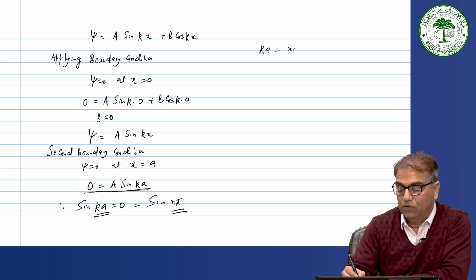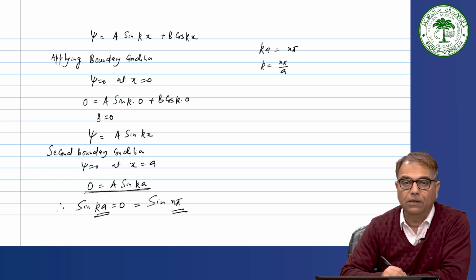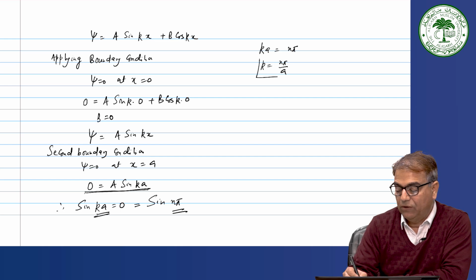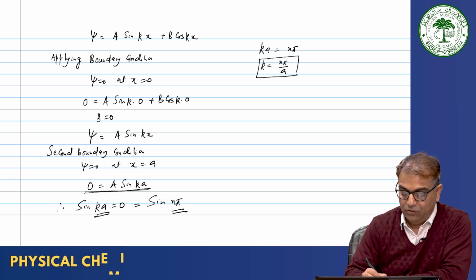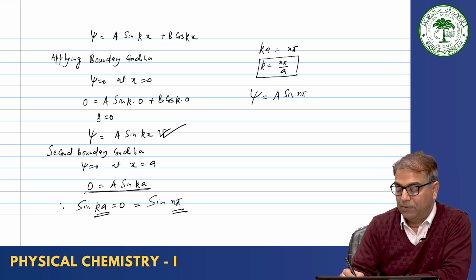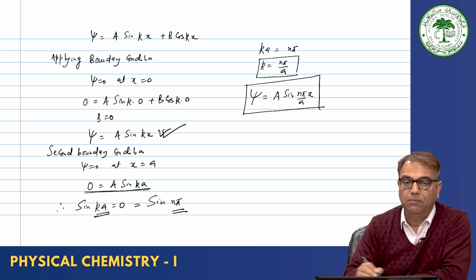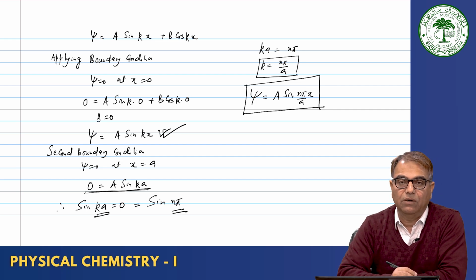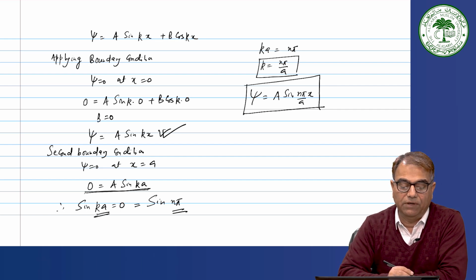Ka should be equal to n pi, and k should be equal to n pi upon a. If you use this value and rewrite this equation, then your psi will be equal to A sin(n pi upon a times x). So, we have got a wave function for the particle in a one dimensional box or infinite potential well.